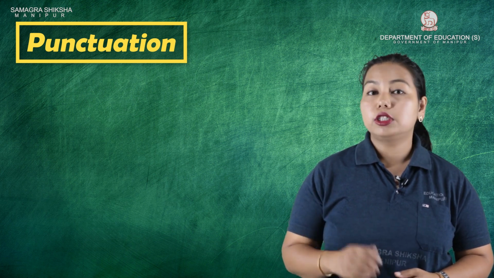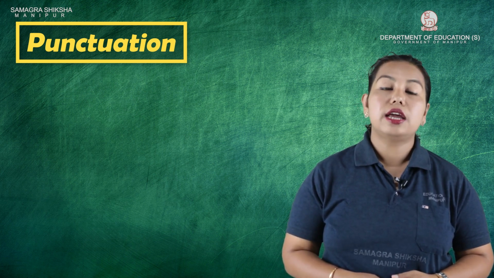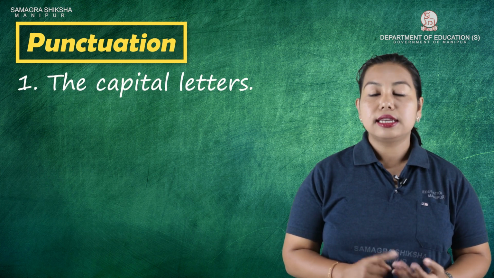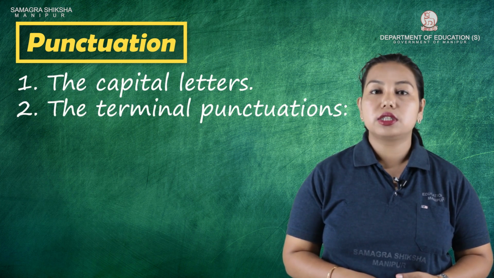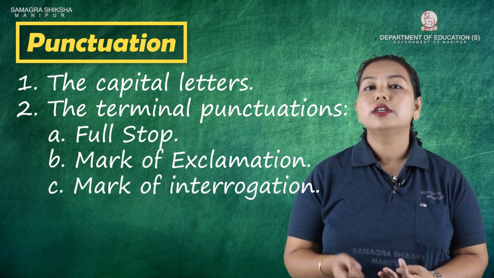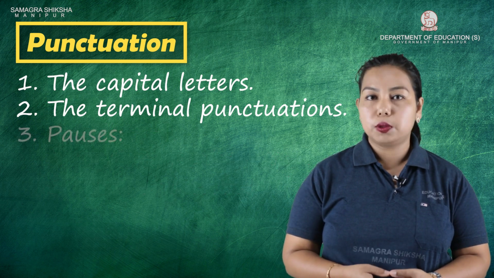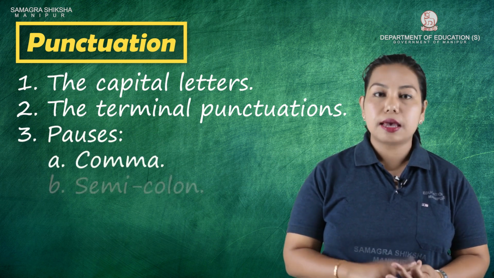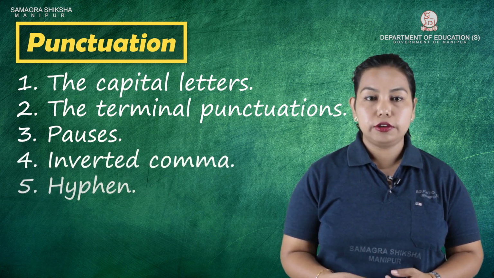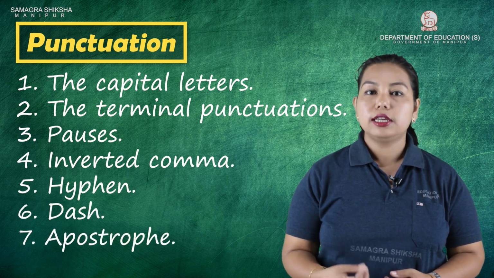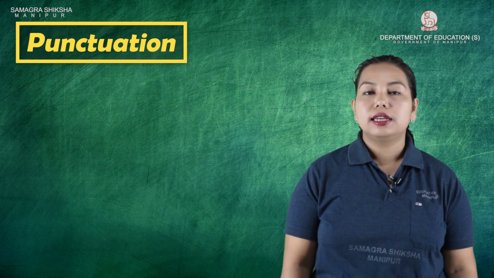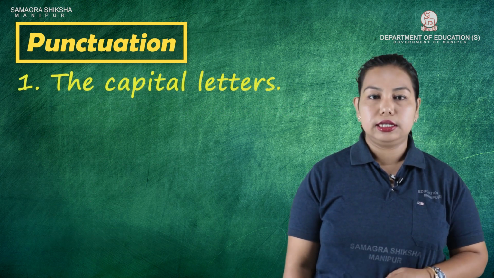Let me first of all introduce you to the list of punctuation marks that we are going to discuss today. The first important punctuation is capital letters. Then we have the terminal punctuations, which consist of the full stop, the mark of exclamation, and the mark of interrogation. Then we have pauses, which consist of the comma, semicolon, and colon. Then we have inverted commas. Then the hyphen, the dash, the apostrophe, etc. These are the punctuation marks that we will be discussing in today's class. Let's start our discussion with the capital letter.